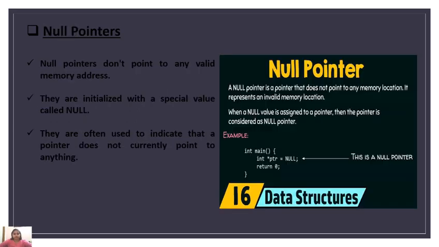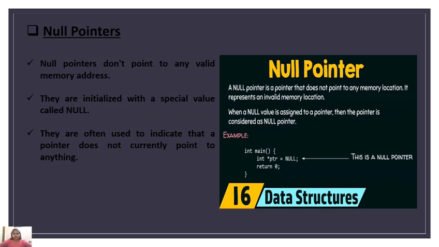Null pointers. A null pointer does not point to any valid memory address. They are initialized with a special value called null. They are often used to indicate that a pointer does not currently point to anything. So a null pointer is a pointer that does not point to any memory location. It represents an invalid memory location.